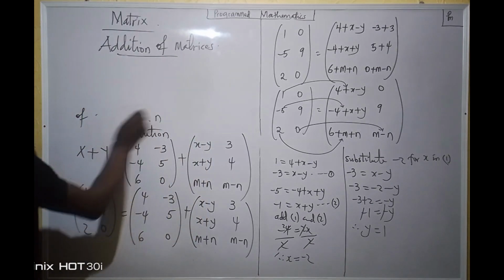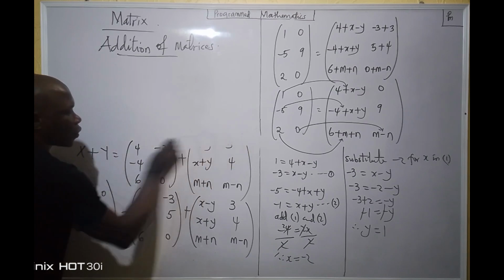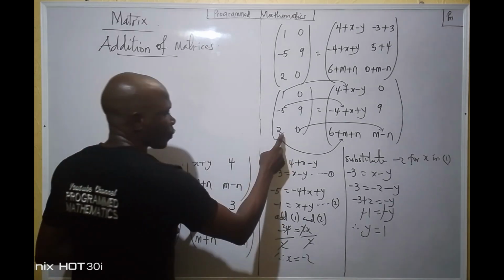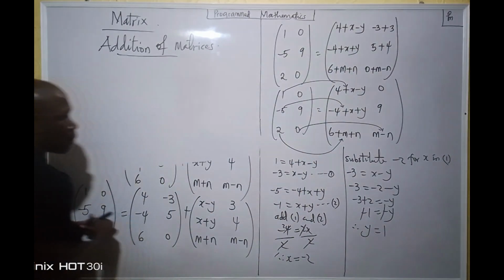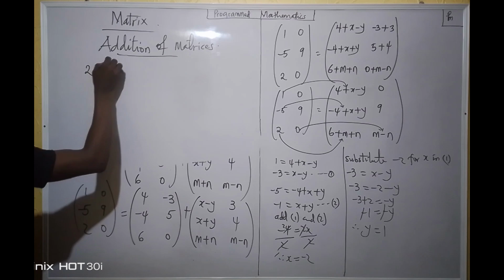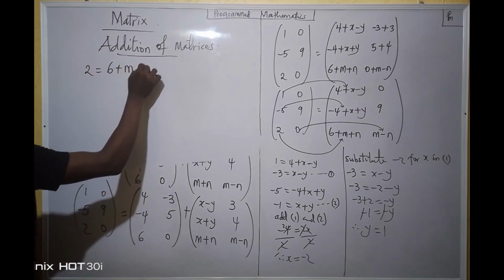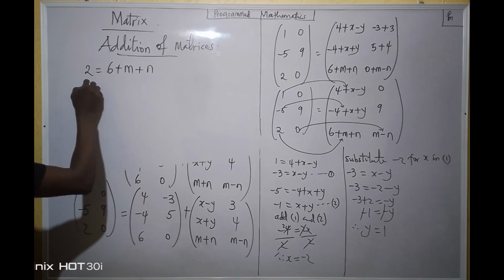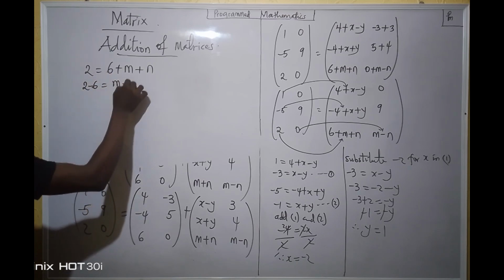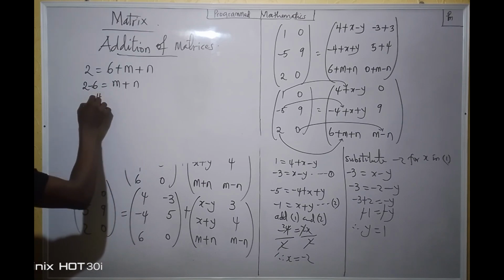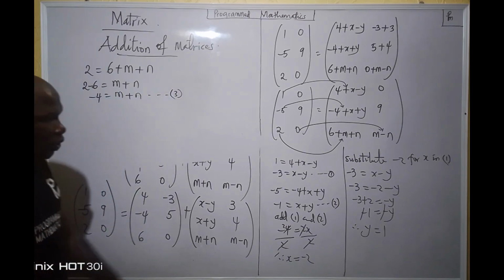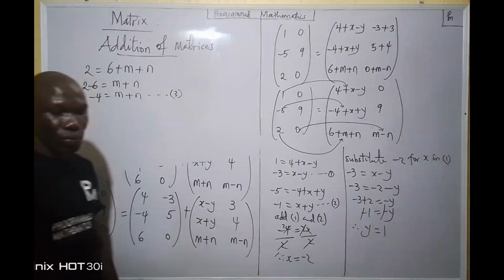Values of m and n. From the matrix here, 2 is equal to 6 plus m plus n. So when we simplify this, we have 2 minus 6 equals m plus n, and this is minus 4. So minus 4 equals m plus n. We can call this equation number 3, because already we have equation 1 and equation 2.